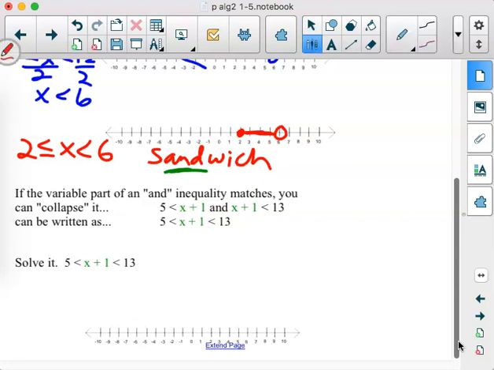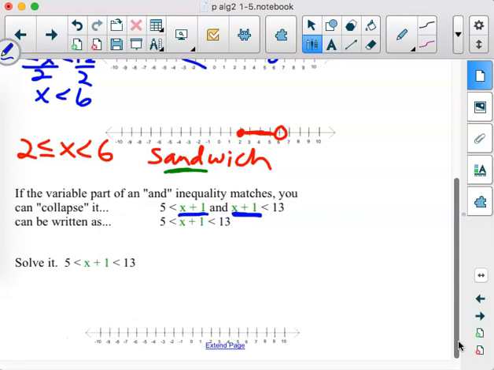But here's what they're saying. What if, when you looked at them, you saw 5 is less than x plus 1, and you look at the next one and you see x plus 1 is less than 13, and the light bulb goes off. Boing! Wait a second, x plus 1 is in both of those. Then why not make the sandwich right away and say, hey, x plus 1 greater than 5 and less than 13. But how do we solve that?